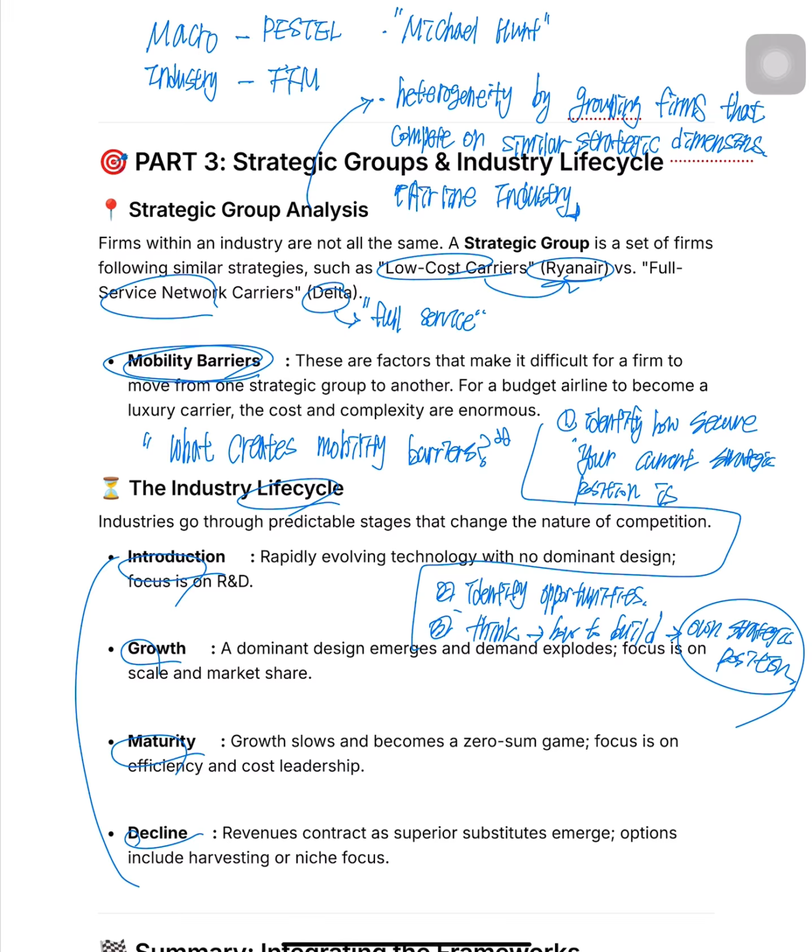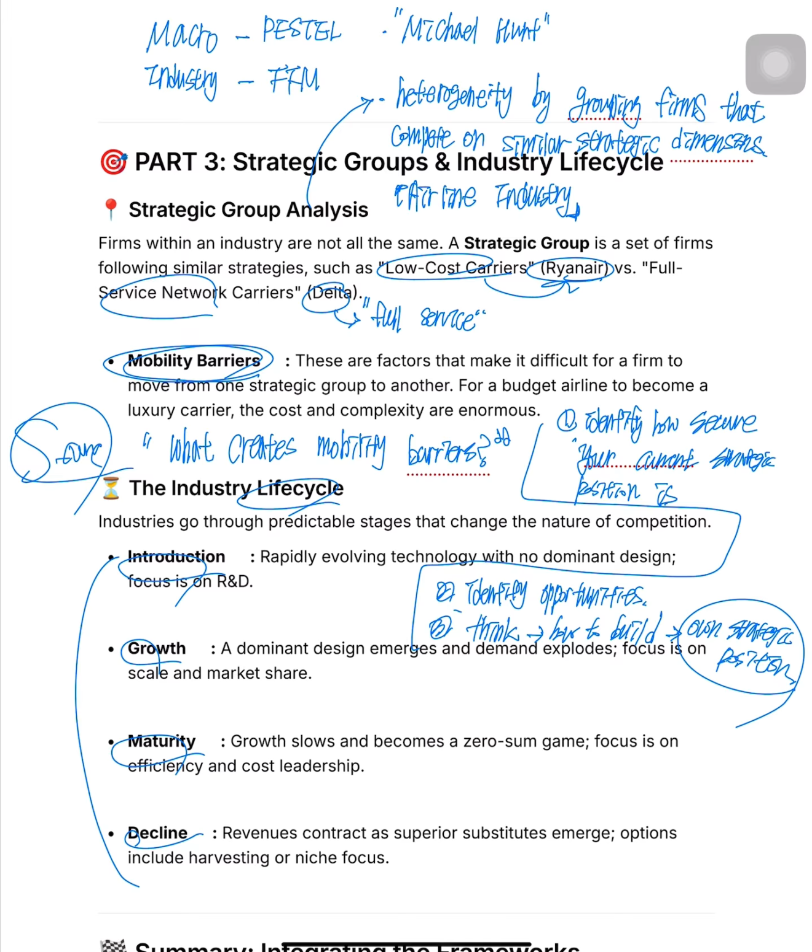This is a simplified model. Real industries rarely follow a perfectly smooth S curve. But it is a powerful tool for anticipating how competitive dynamics will change over time and for identifying what strategic priorities are most important at each stage. So let us go through the four main stages. Stage one is introduction.